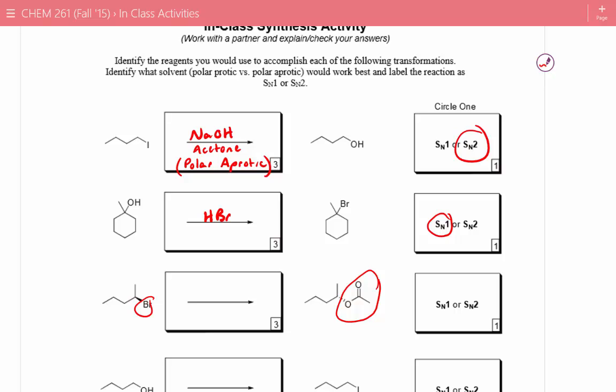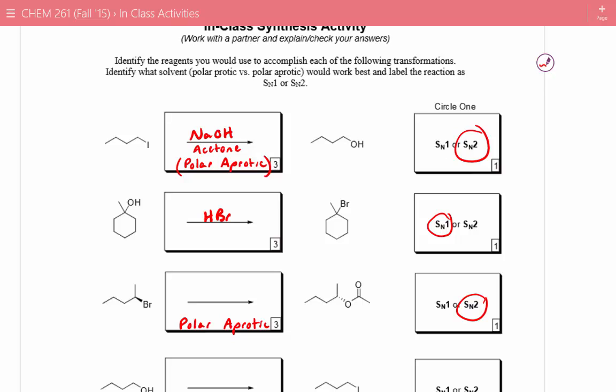This next reaction, if you notice, we've swapped out our bromine for this new nucleophile. And what do you notice about the stereocenter? It's inverted. Does that mean it's SN1 or SN2? SN2. All right. So it's SN2. We want a polar aprotic solvent. Okay. So let's write that down. Polar aprotic.